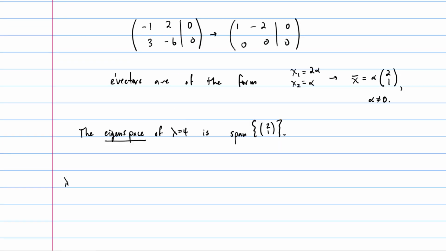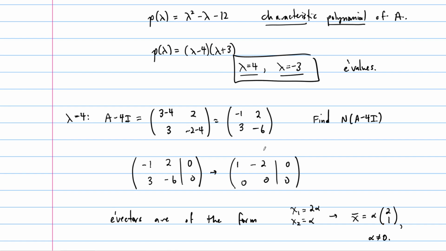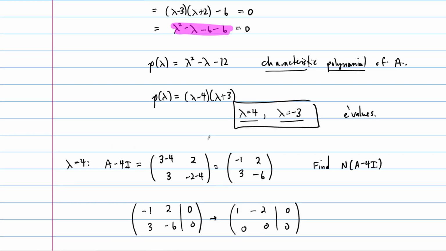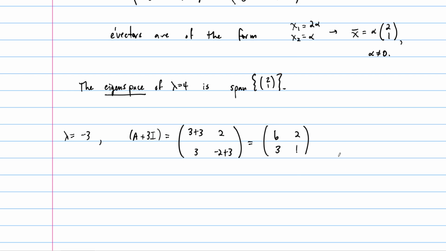All right, the other eigenvalue that we had for this one, we'll just do it all again. It works the same way. It was -3. So same deal, the null space of A minus (-3)I, so A plus 3I. We'll do the null space in a second, but this matrix itself is going to be 3 plus 3, 2, 3, and then -2 plus 3. So this one looks like 6, 3, 2, 1. It's very similar. And now we try to solve for the null space.